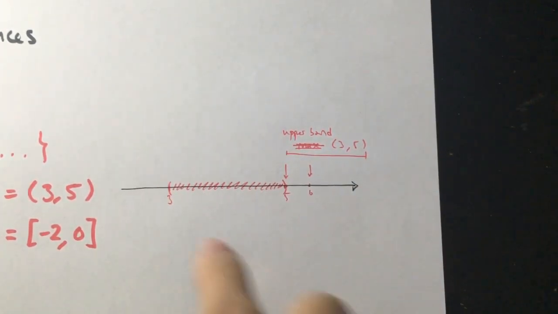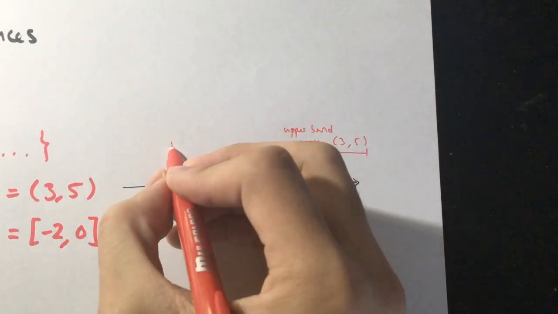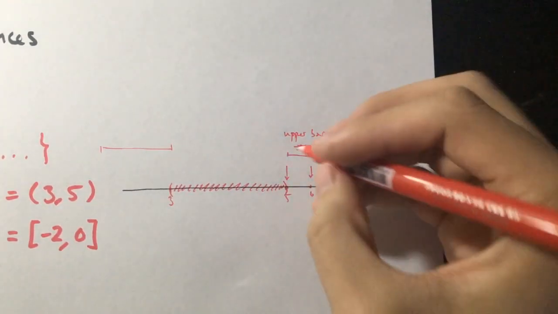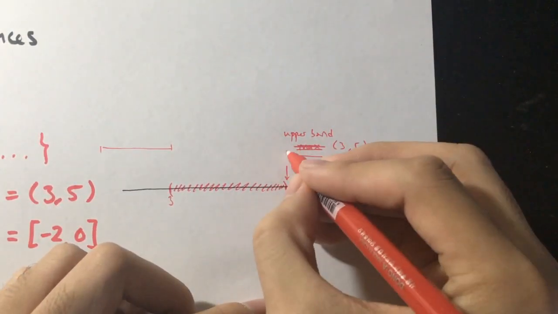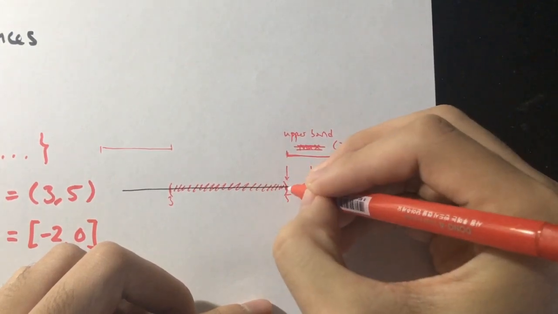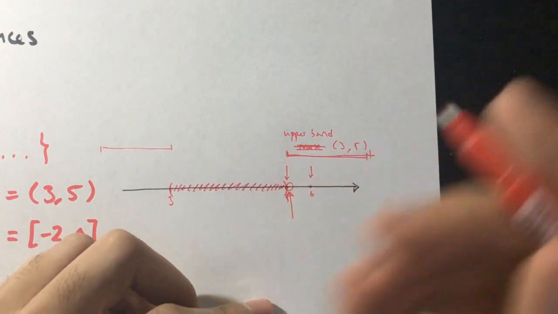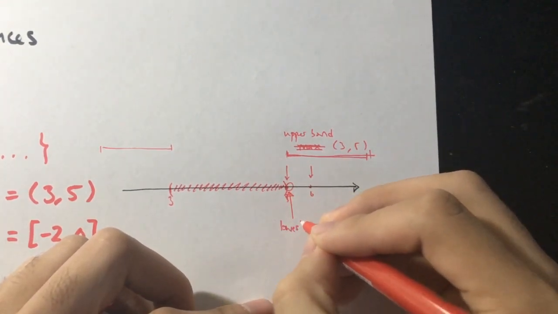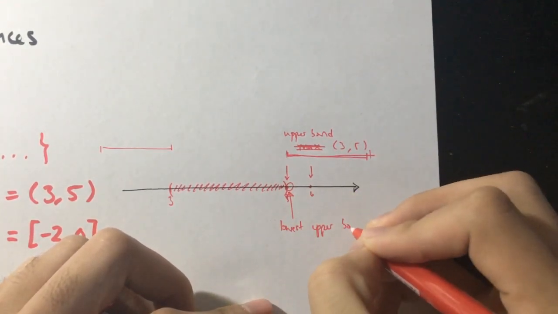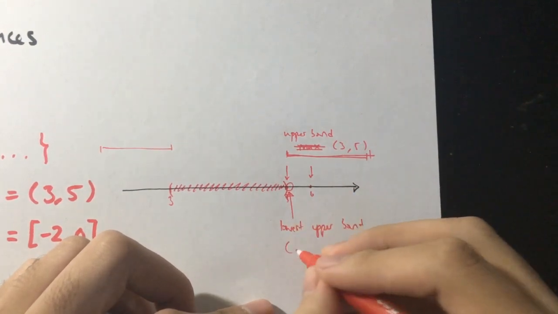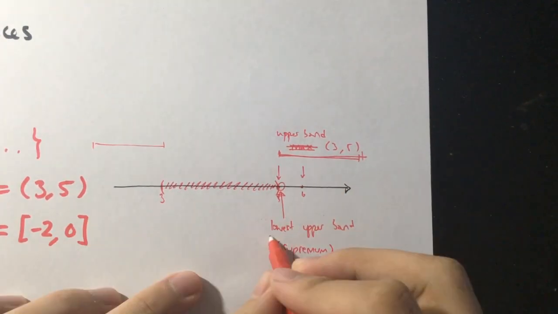All of these numbers here from 5 onwards are upper bounds of our set. So you can define things like an upper bound, a lower bound, and there's such a thing as a lowest upper bound. All of these numbers are upper bounds, but this number 5 here is the tightest upper bound. Formally this is called the lowest upper bound because it's an upper bound and it's lower than all of the other upper bounds. It's also called a supremum.